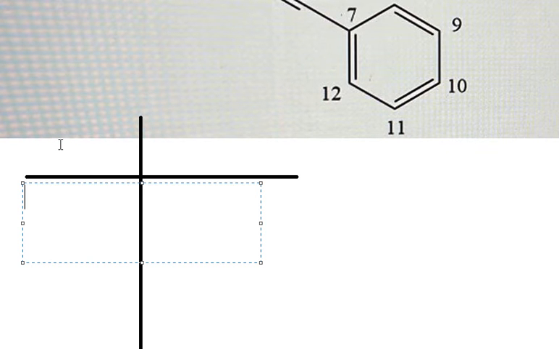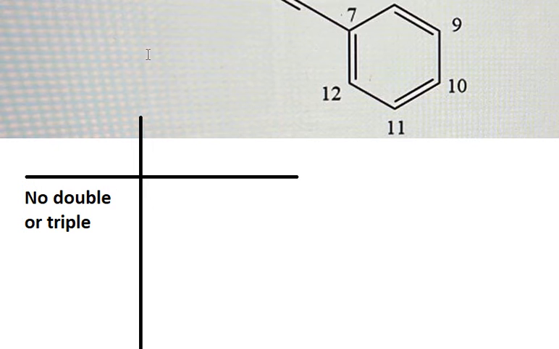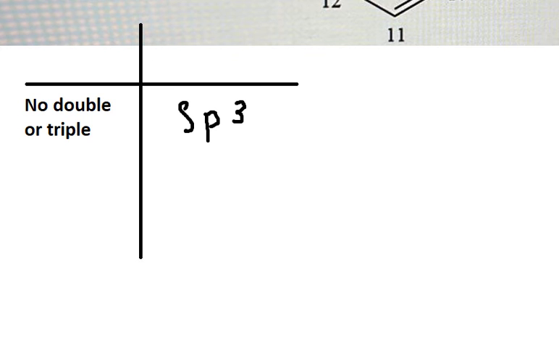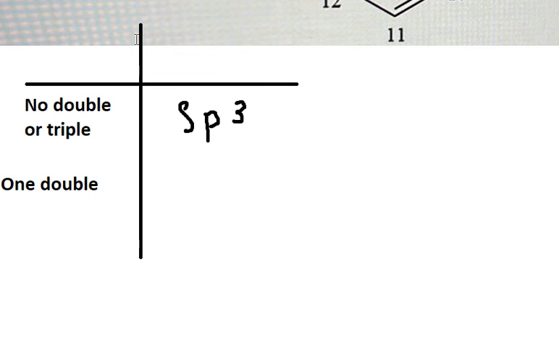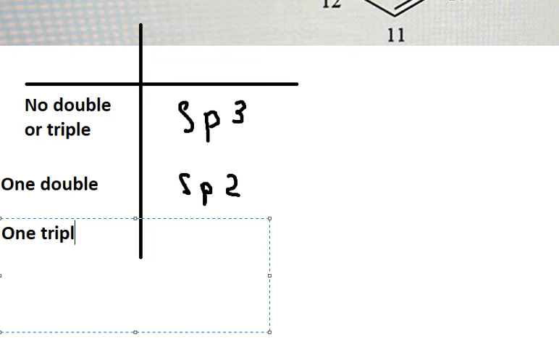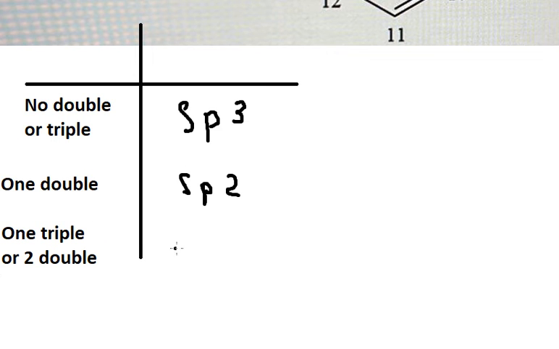So for this one, if we don't have any double or triple bond, we can use sp3. The next one, if we have one double bond, we can use sp2. And the last one, if we have one triple bond or two double bonds, we can use sp. So this is the technique for how to analyze this.